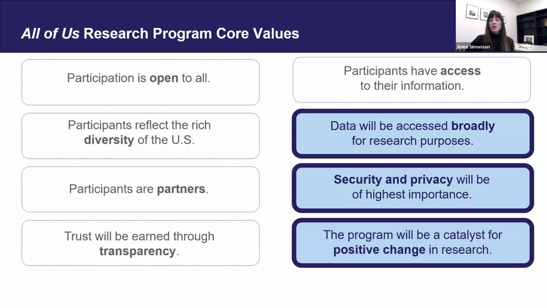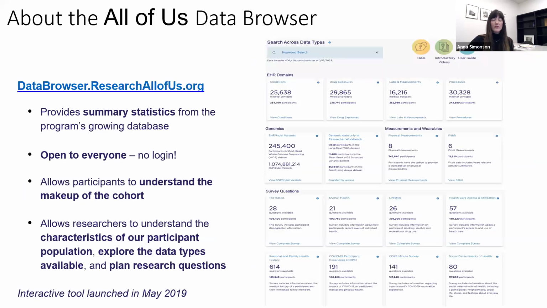So the last three core values, that data will be easily accessed, that security and privacy are the highest priorities, and that the program will be a catalyst for positive change, can be seen in the different levels of access of the data. So there are three tiers of access, and I'll talk about this a little bit more in a bit, but there's a public tier of access that requires no login or training, where researchers can view aggregate data and search by keyword in what's called the data browser.